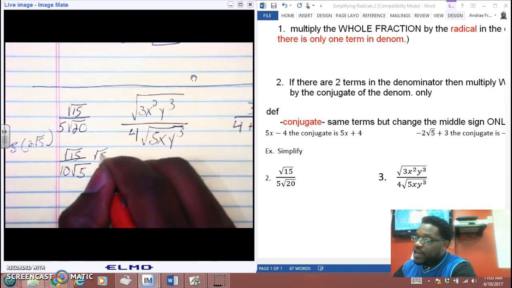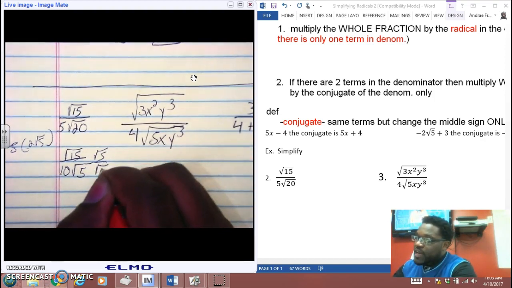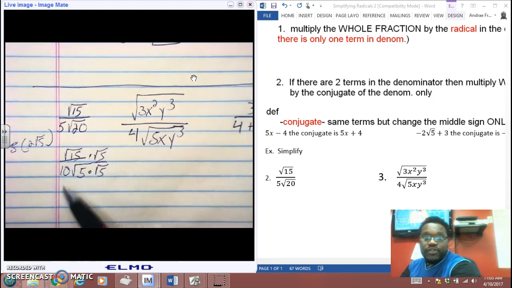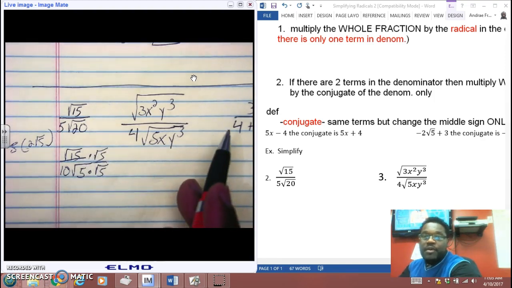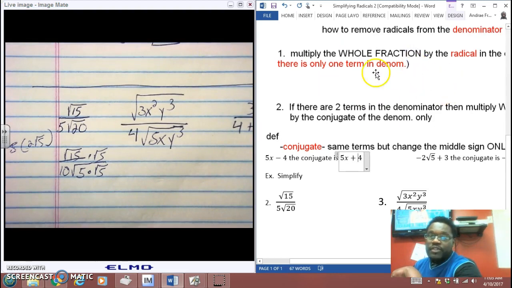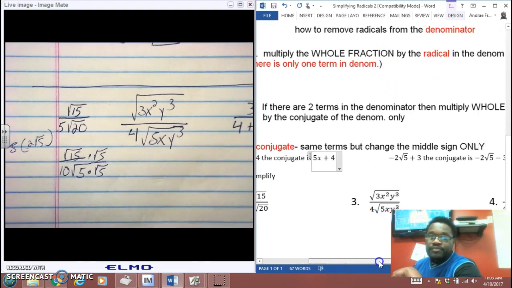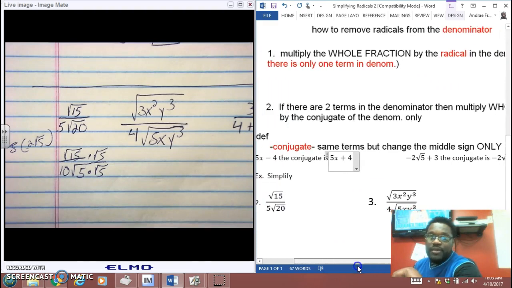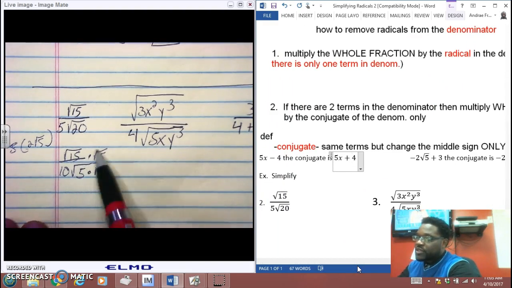is the square root of 5 over the square root of 5. And I'm going to multiply this just by the radical. Notice I didn't say 10 radical 5. You only multiply your numerator and denominator by the radical. That's what this is saying. You multiply by the radical in the denominator, okay? So you multiply the radical by the radical. The only radical down here is the square root of 5.